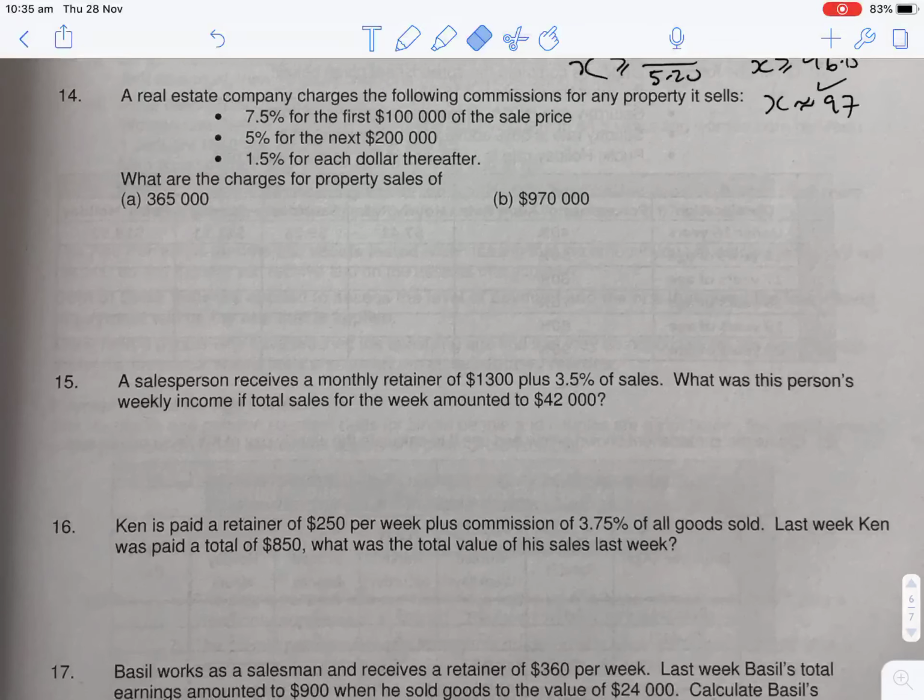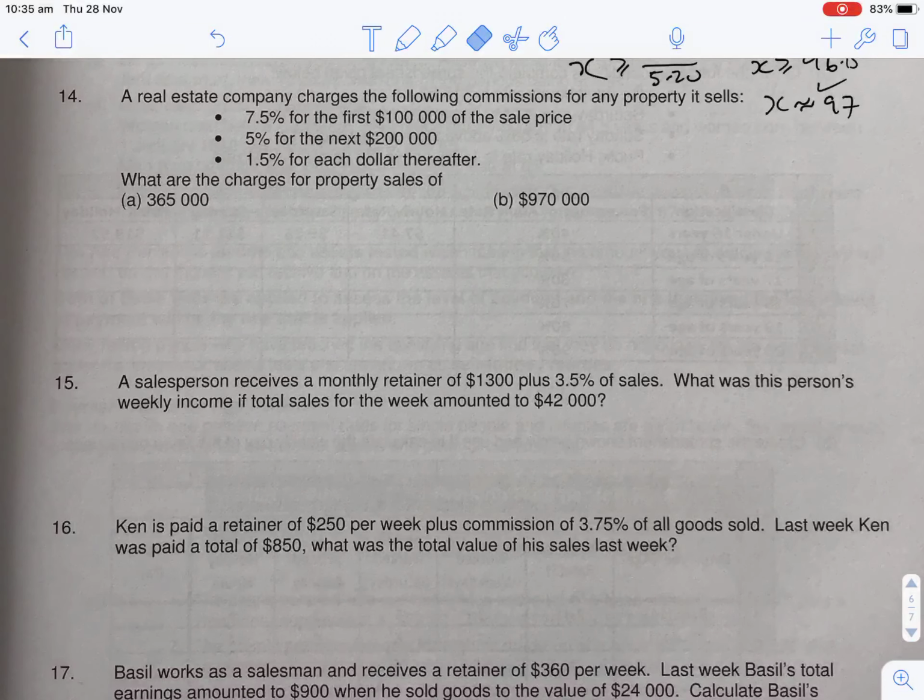Okay, so this is the CLUP Chapter 1 review questions, question 14. So this is an example of one of those commission questions where you have multiple parts to your calculation because you get paid different amounts for different bands of sales. So let's start.